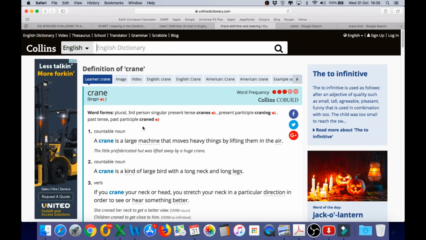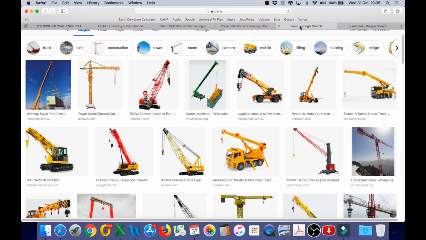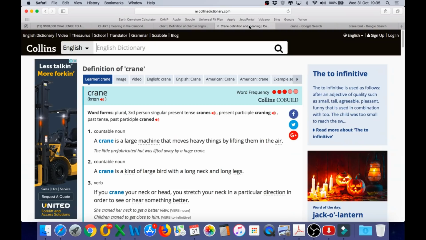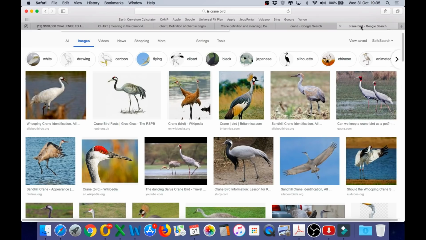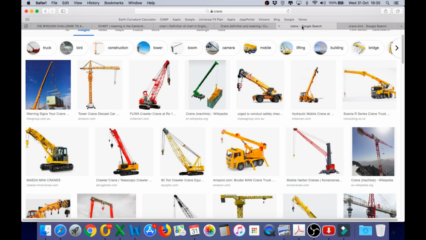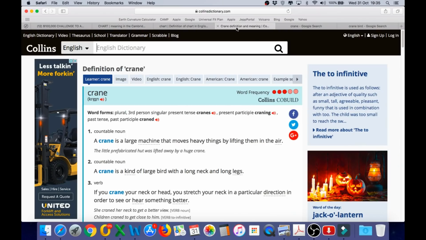Crane. A crane can be a large machine that moves heavy things by lifting them in the air. That is a crane. But it can also be a kind of large bird with a long neck and long legs. So that is also a crane, spelt exactly the same way. So to understand the correct definition that we should use, we need to look at the context of the conversation.